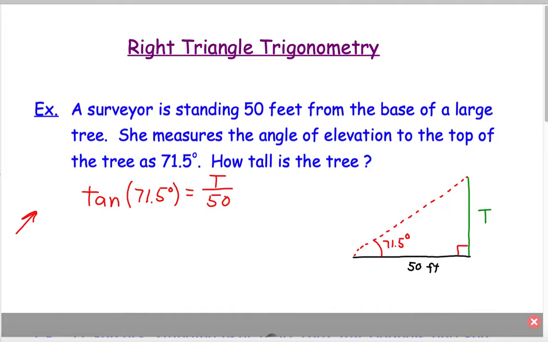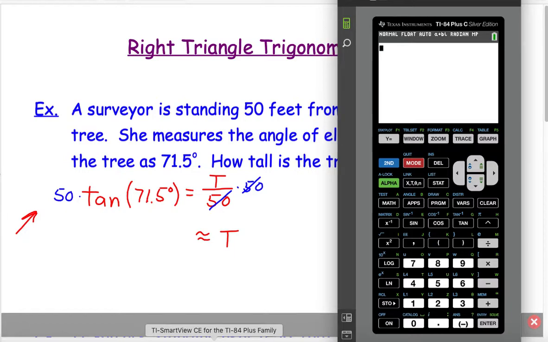So we're going to have to use our calculator and have the calculator tell us what's the tangent of 71.5 degrees. And then we'll multiply that answer times 50. So I usually wait till the end to grab my calculator. So let's multiply both sides by 50. And then 50 over 50 is 1. So then we're going to wind up with T is equal to approximately. Now I'll grab my calculator and I'm going to do 50 times the tangent of 71.5 degrees.